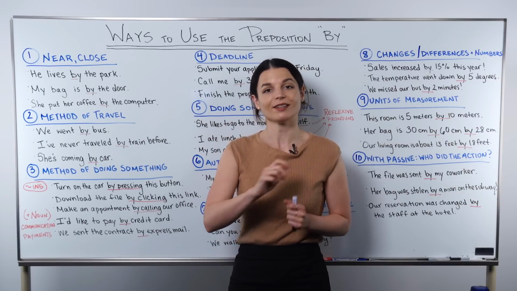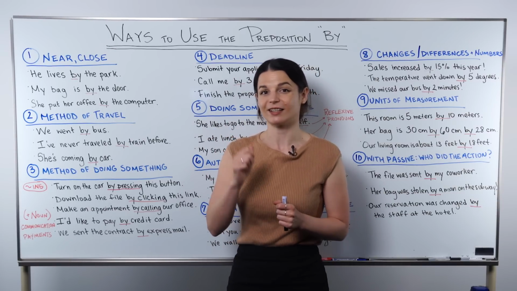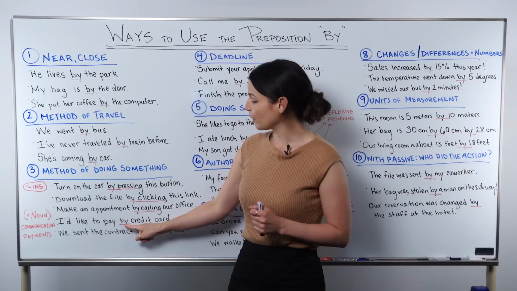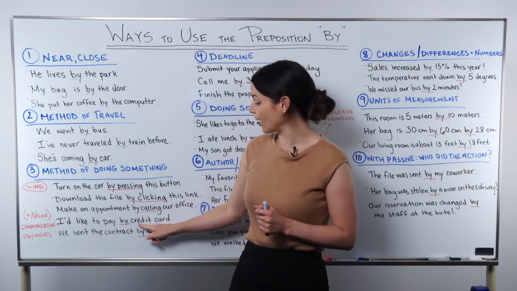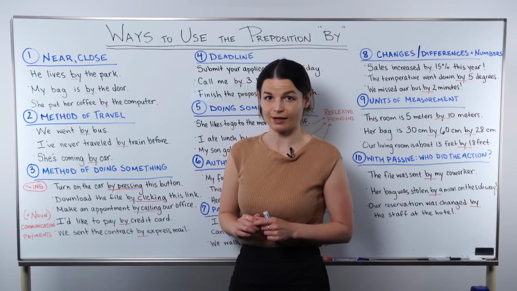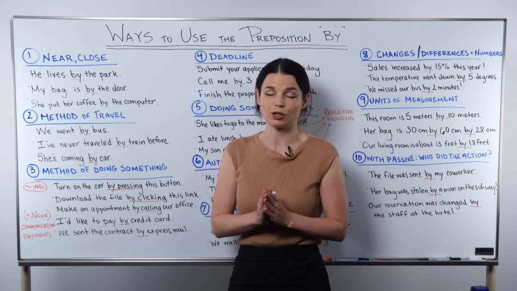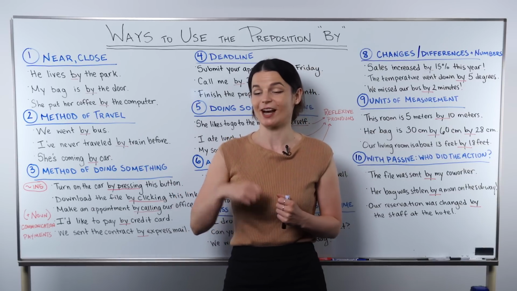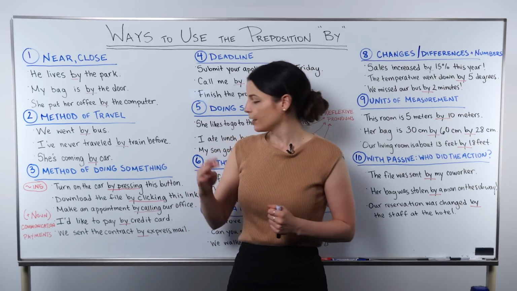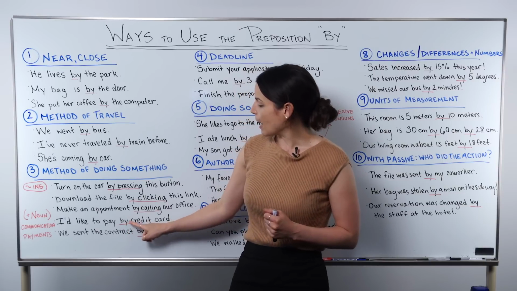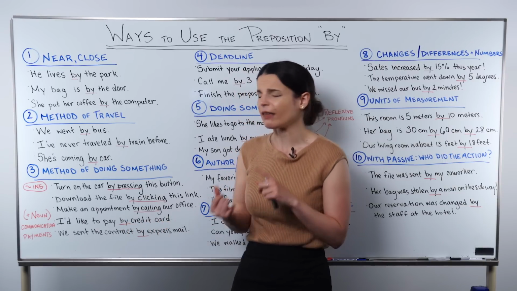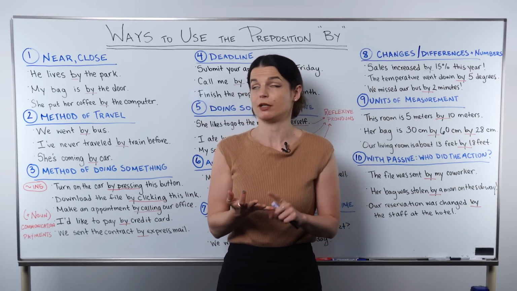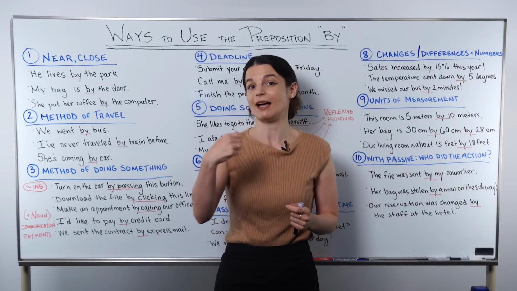In this situation, it's a payment situation, right? I'd like to pay by credit card. Here we have by, followed by the noun phrase credit card. This is a very common way to express, I want to use my credit card. It's just a different way of saying, I want to use my credit card. That's one type of payment. Maybe you have a debit card, for example. I'd like to pay by debit card.